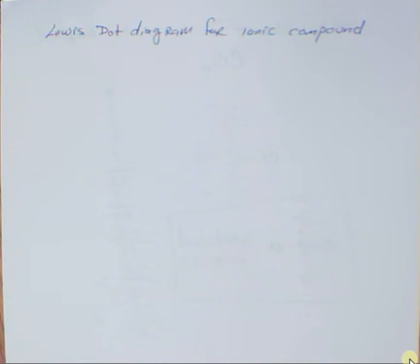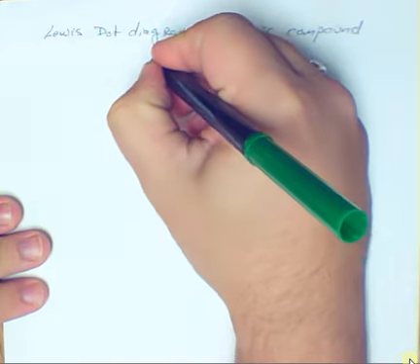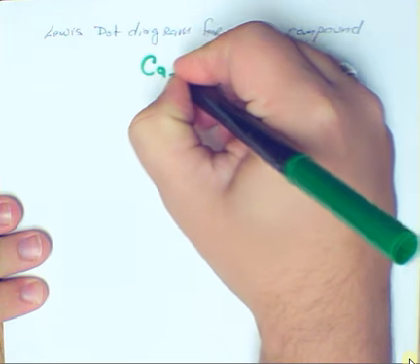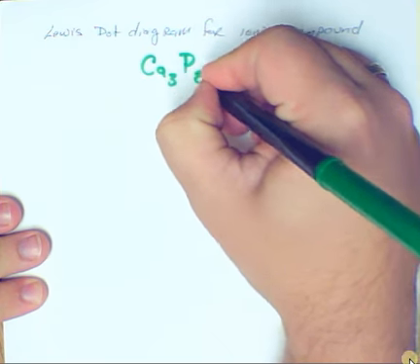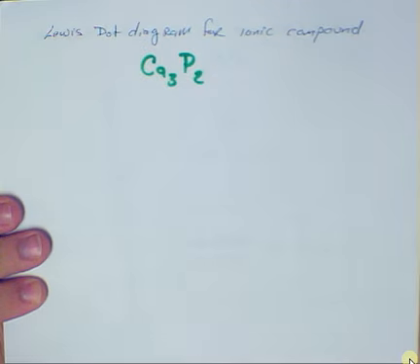Okay, now I'm going to do an example of a Lewis dot diagram for an ionic compound, and I'm going to choose the ionic compound of calcium phosphide.